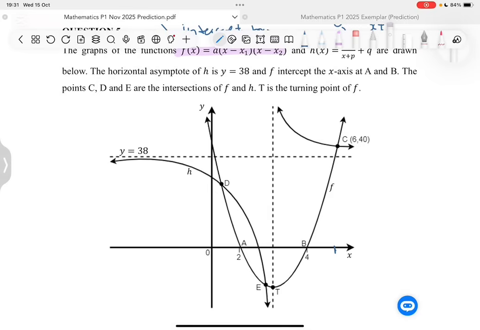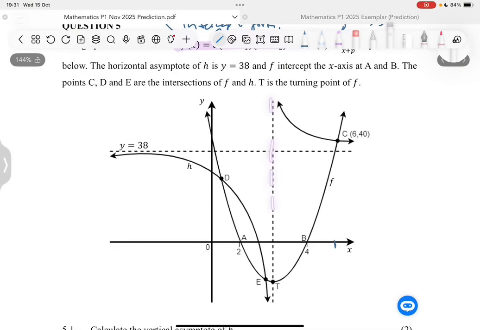There is something very interesting about this graph: if you look at this line here, which is the vertical asymptote of the function h, this line cuts at the turning point of f. In other words, this asymptote of h is the axis of symmetry of our function f. So if we look at the distance from here to here, it is the same as the distance from here to here. So the parabola is symmetrical. This side here is exactly the same as this side.